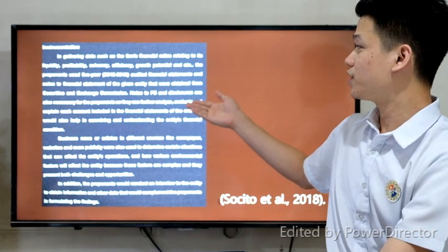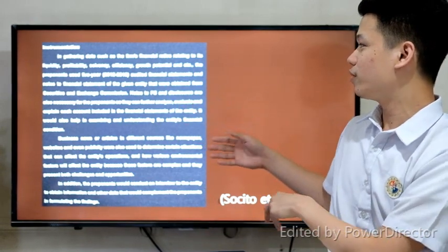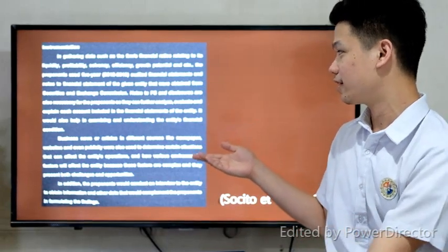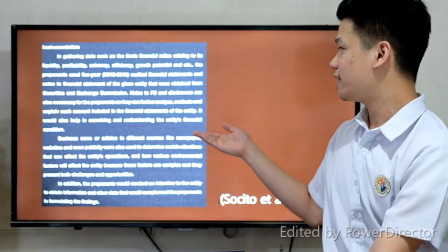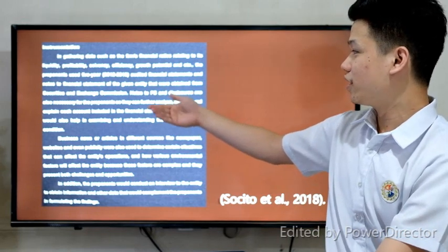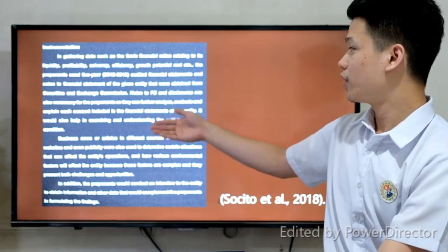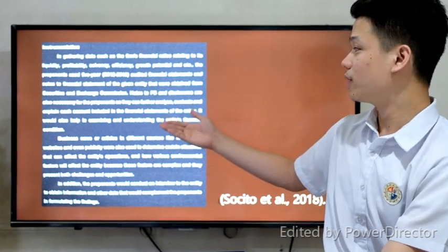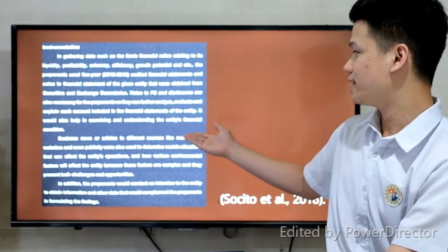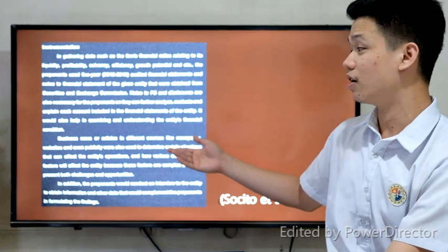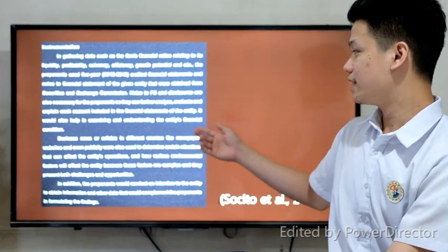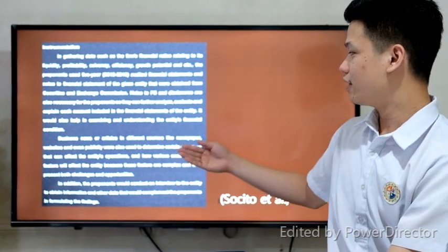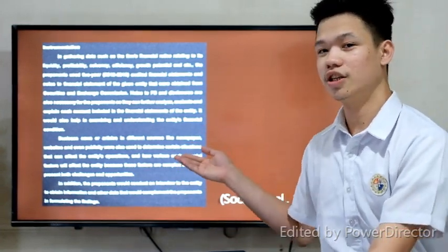the proponents used 5-year, 2012 to 2016, audited financial statements and notes to financial statements of the given entity that were obtained from the Securities and Exchange Commission. Notes to FS and disclosures are also necessary for the proponents so they can further analyze, evaluate, and explain each account included in the financial statements of the entity. It would also help in examining and understanding the entity's financial condition.